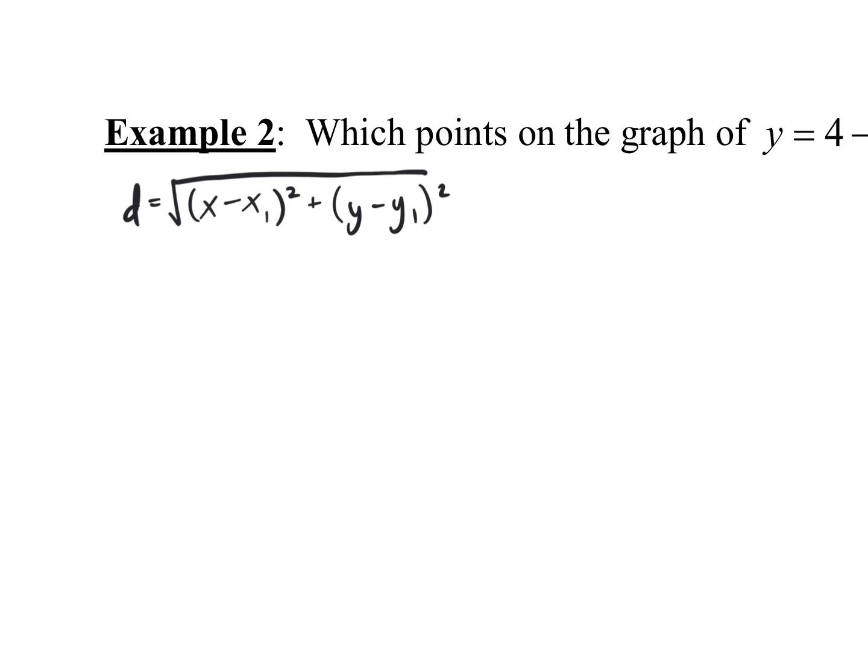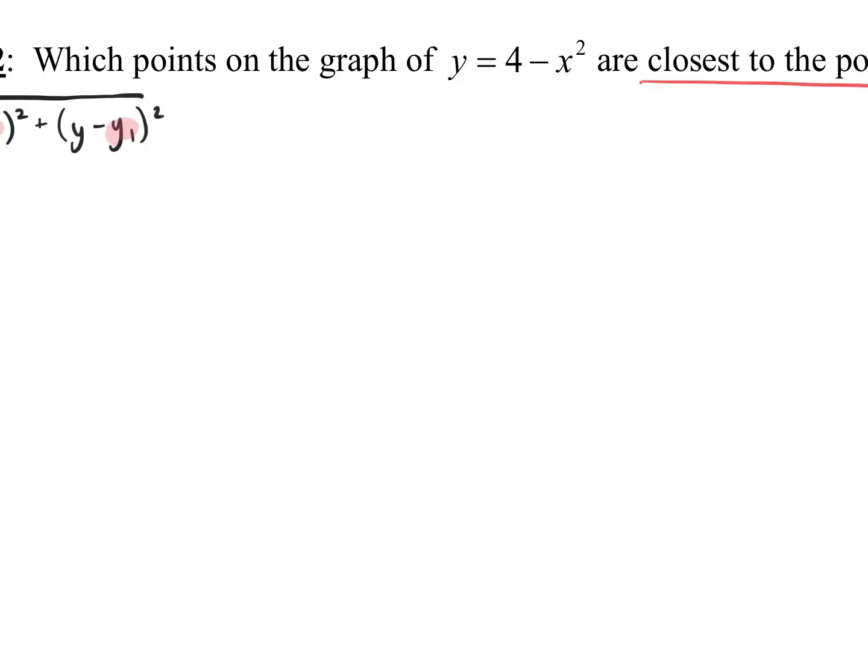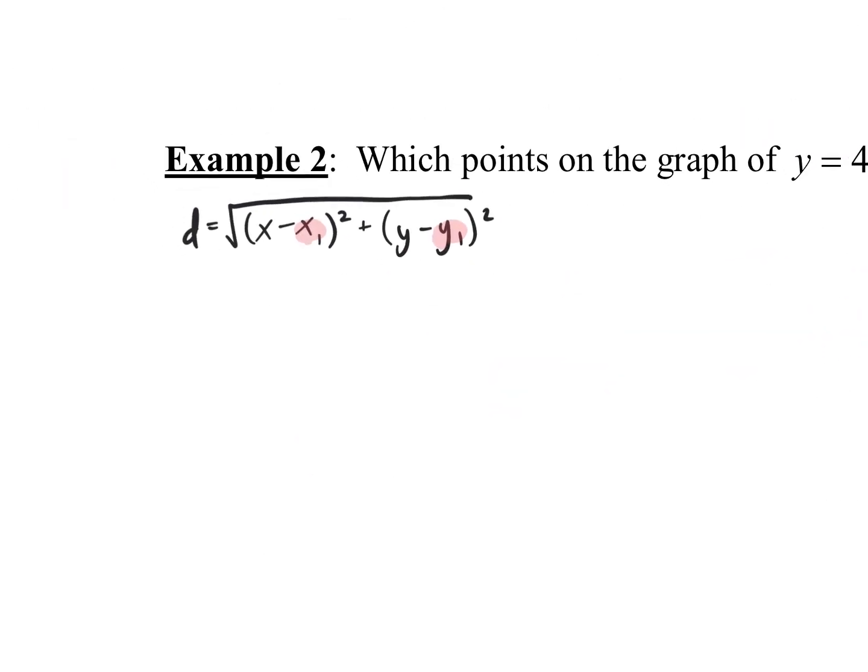I remember doing that. Okay, so now I'm just going to go ahead and plug in the values that I've been given. I don't know the x and y, but I am going to plug in the point (x1, y1) as (0, 2). Okay, so I've got d equals the square root of (x minus 0) squared plus (y minus 2) squared.